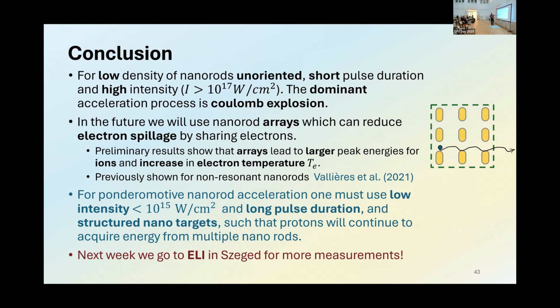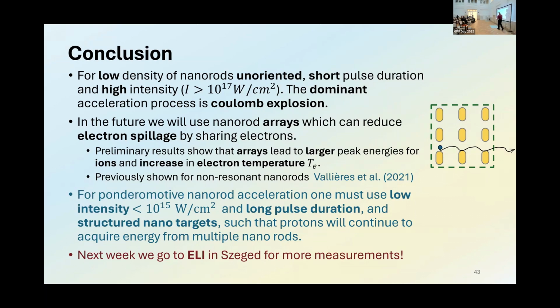We're also looking at using rod arrays, which seem to have a bit more of an effect from the ponderomotive force, especially the ponderomotive force on electrons. It's incredibly large, causing huge electron energies in the simulation. And we actually have a plan to use targets that are periodic like this in future experiments.